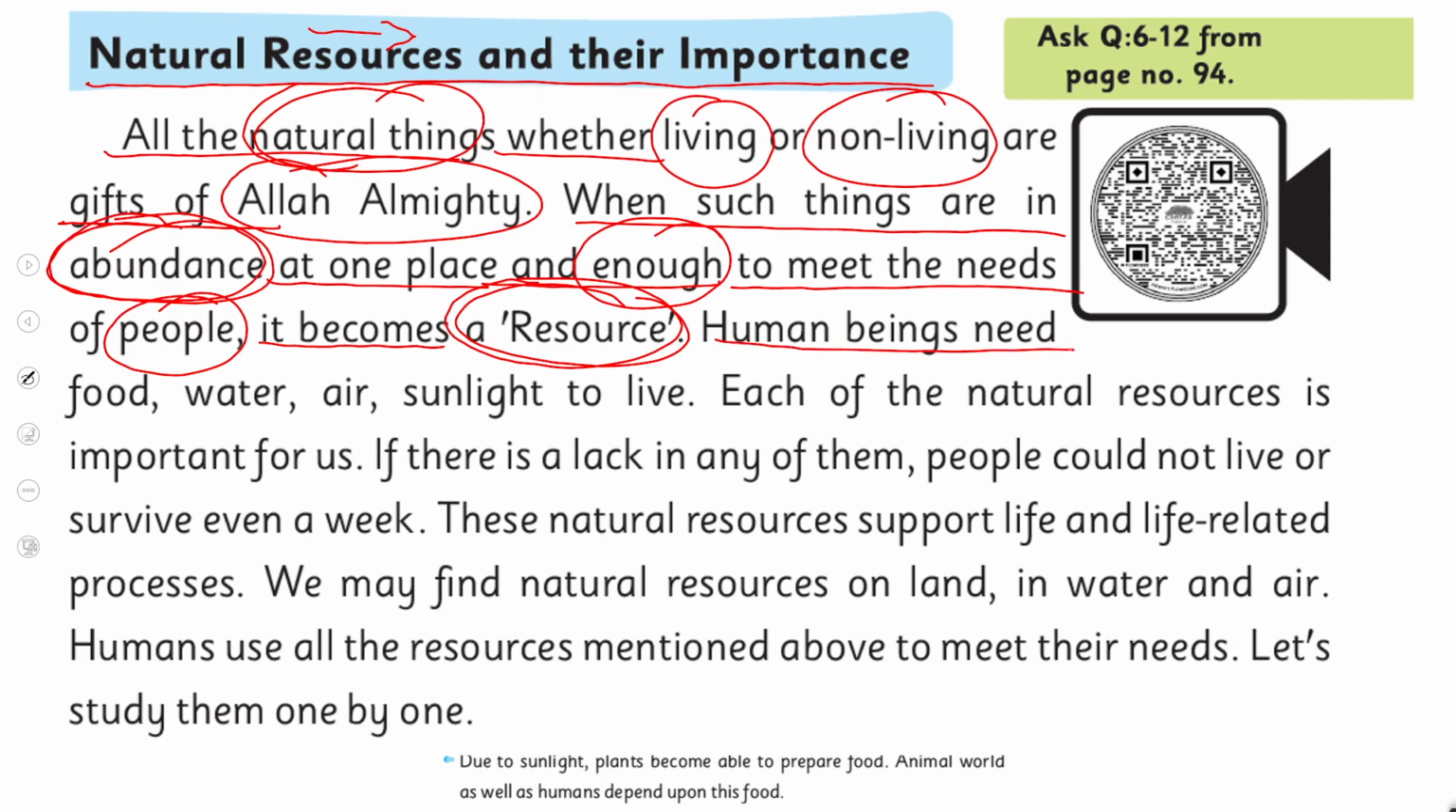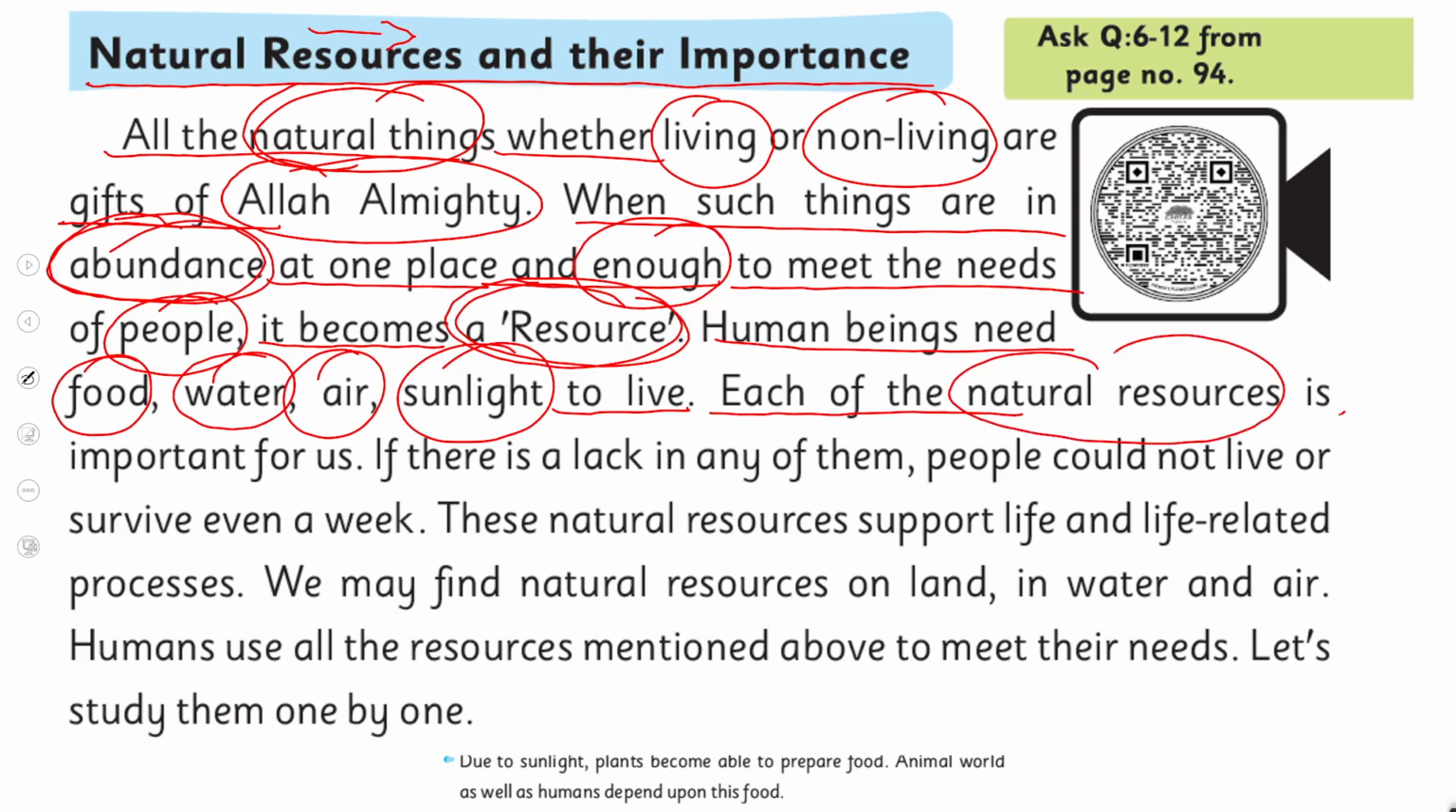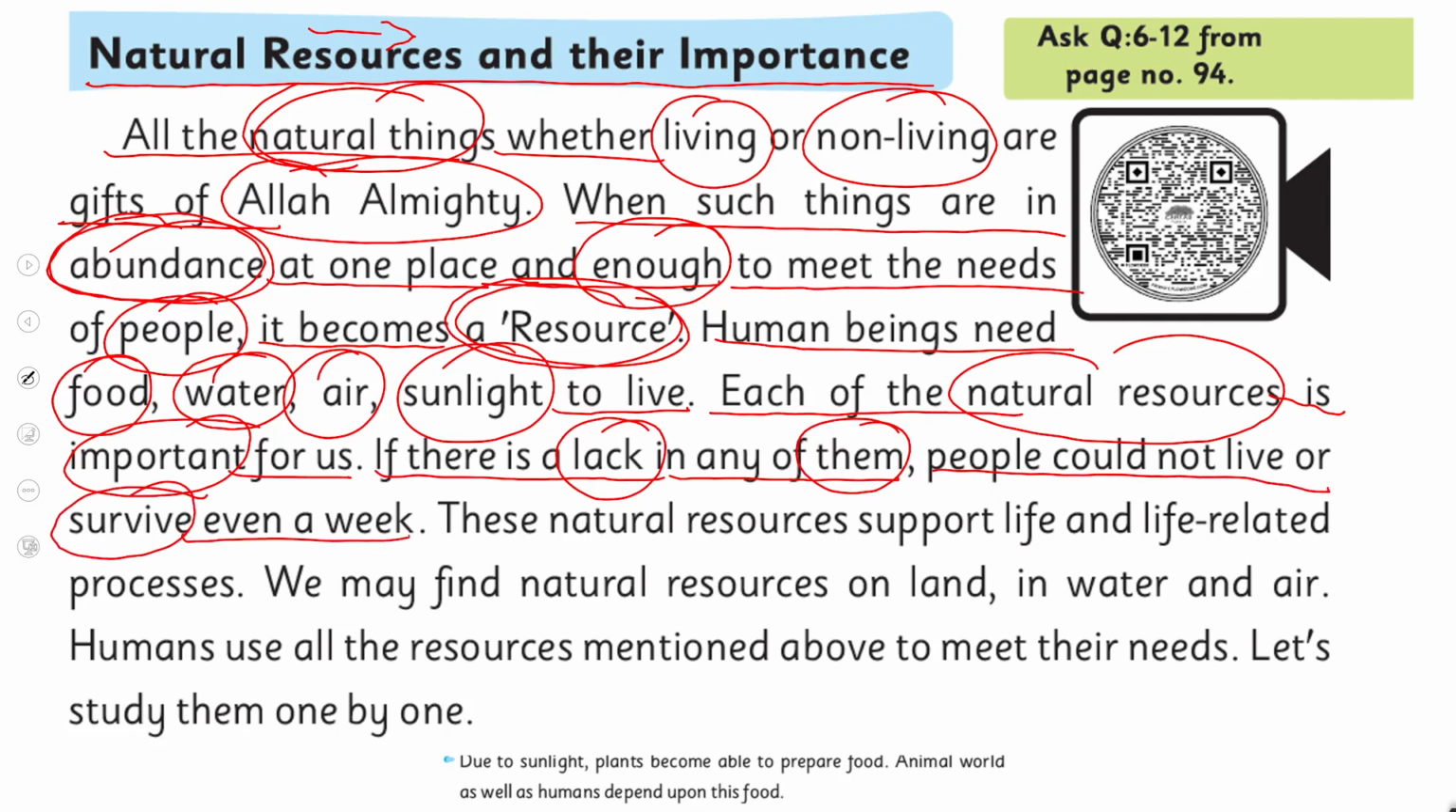Human beings need food, water, air, sunlight to live. Each of the natural resources is important for us. If there is a lack in any of them, people could not live or survive even a week. Lack का मतलब है अगर इनमें से कोई भी चीज थोड़ी हो जाएगी तो living things और human beings cannot survive, वो जिंदा नहीं रह सकते एक हफ्ते के लिए भी.